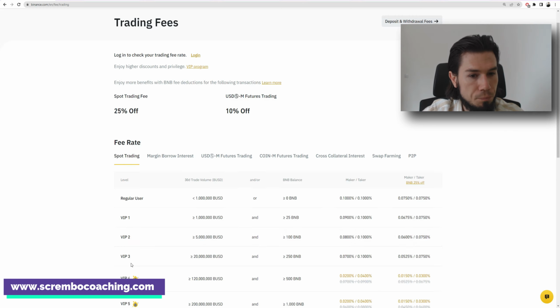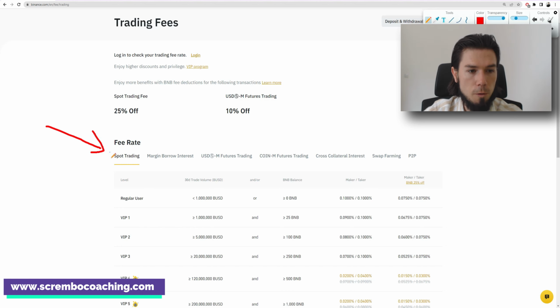At the same time, there is a difference between the maker and the taker most of the time. Depends what you are trading, because right now we are sitting on the Binance spot trading. As you can see, the fee rate for spot trading, there's not much of a difference. For example, for a regular user there's no difference, but there is already a difference starting from the VIP users.